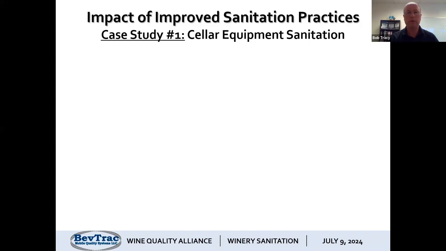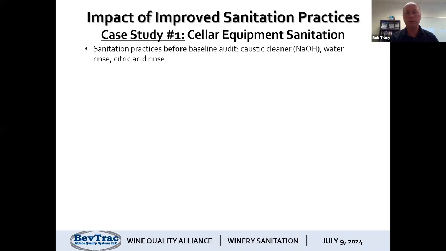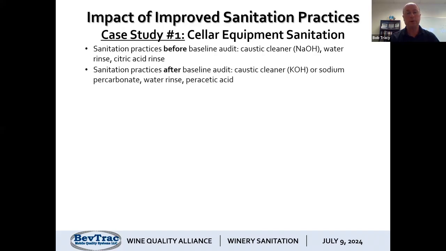And this is for cellar equipment. Before the baseline audit, they were using a caustic cleaner, a water rinse, and then a citric acid rinse. So they were not using a sanitizer. And then after the baseline audit, they were using a caustic cleaner or sodium bicarbonate as their cleaner. They were doing a water rinse, and then they implemented peracetic acid instead of using citric acid.